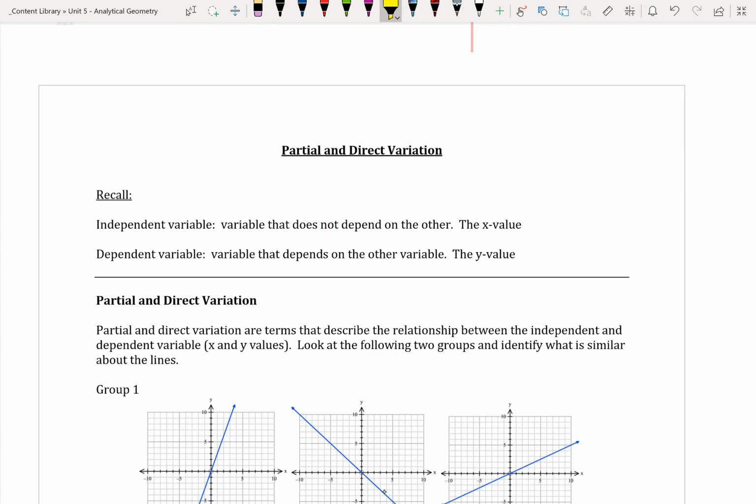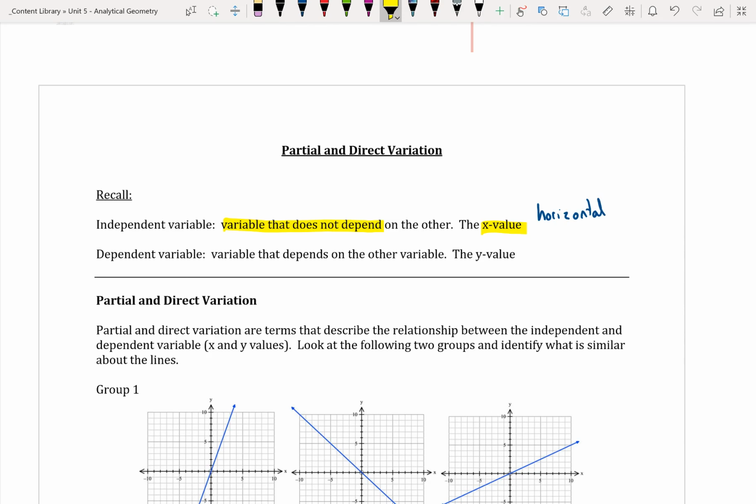In today's note, what we're looking at is partial and direct variation. And what partial and direct variation are is that they're just terms that we can use to describe a specific characteristic of our equation of a line. So as a review, the independent variable is the variable that does not depend on the other, or the x value. In other words, we can also think of it as the horizontal, because again, the x value goes on the x-axis, which is our horizontal axis.